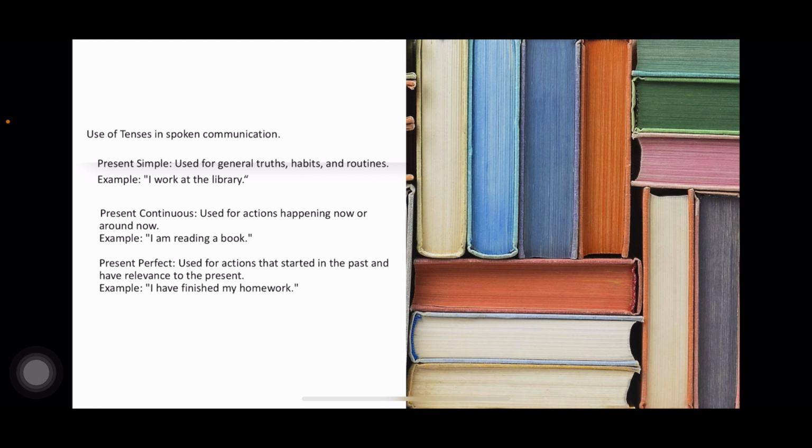Present continuous. Present continuous is used for actions happening now or around now. Example, I am reading a book, I am riding a bike, I am riding a scooter, I am riding a car. It is actually an action that is happening now and around now. Present perfect. It is used for actions that started in the past and have relevance to the present. An example is, I have finished my homework, I have finished my studies, I have finished reading this book. So, it has got relevance to the present but started in the past.